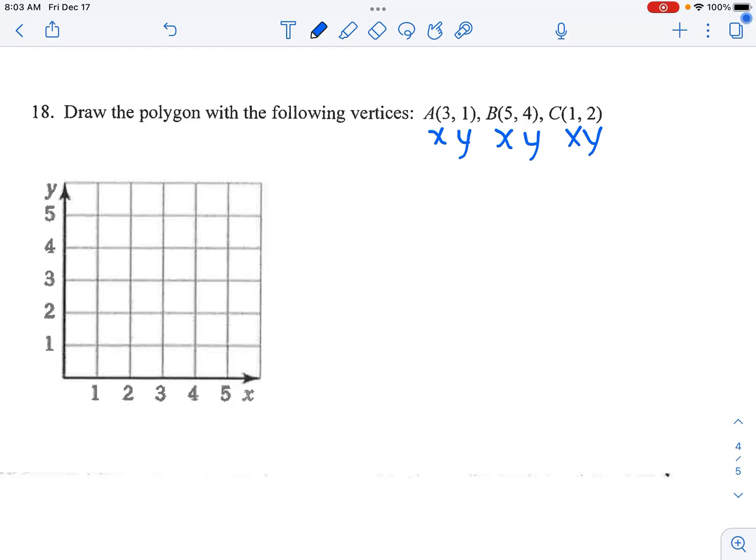Now, what am I talking about when I'm saying that? If you look down at your grid, your x-axis is the horizontal axis. Your y-axis is the vertical. So when I see the ordered pair 3, 1, that means move over to 3 on your x and move up to 1 on your y. Now where those 2 lines meet is where you're going to put your point.